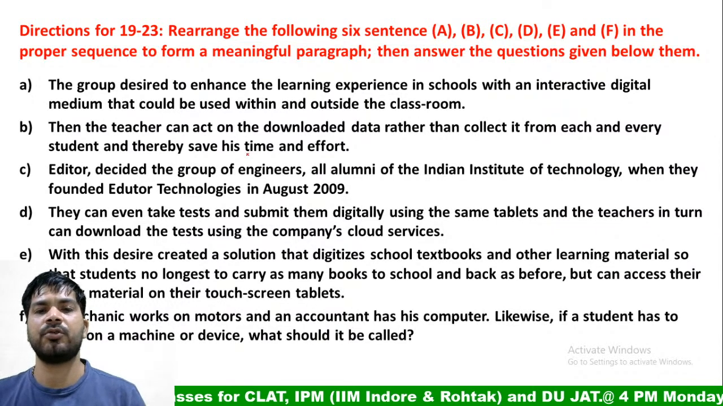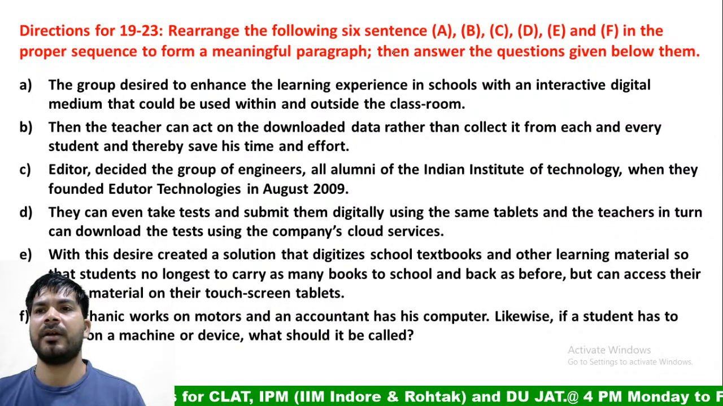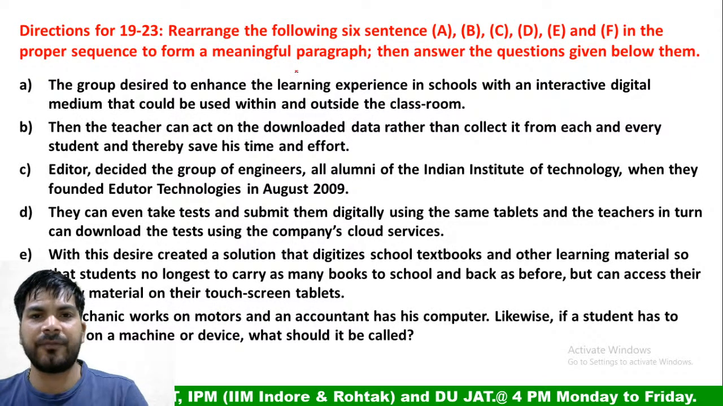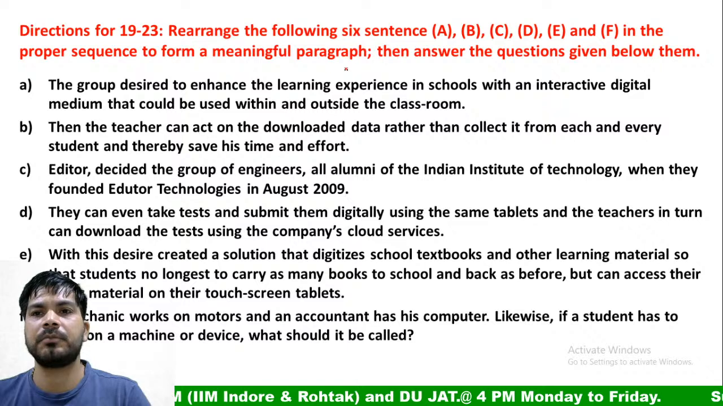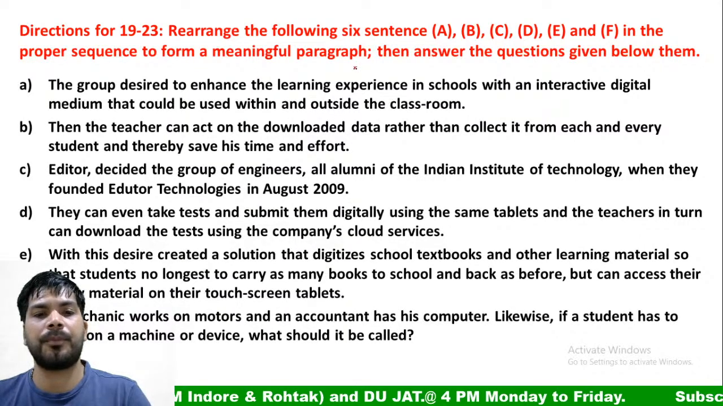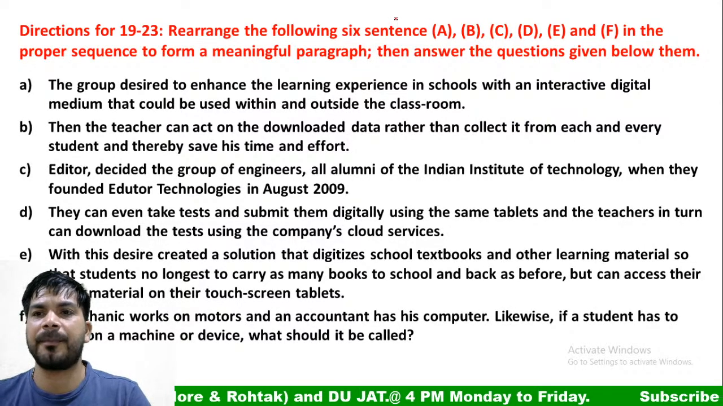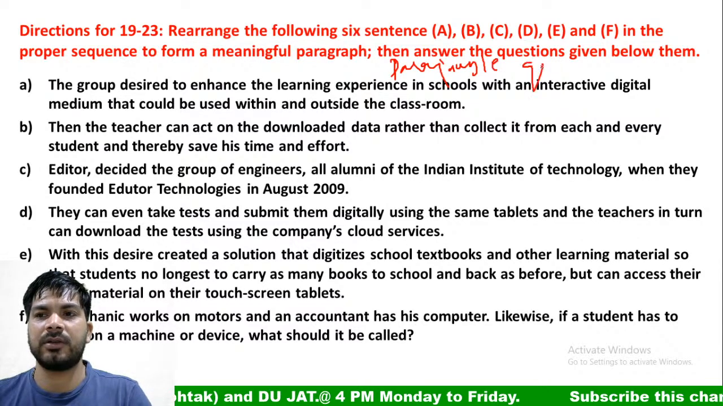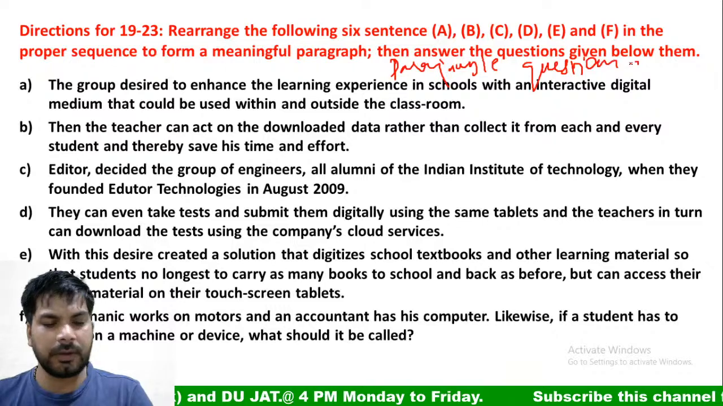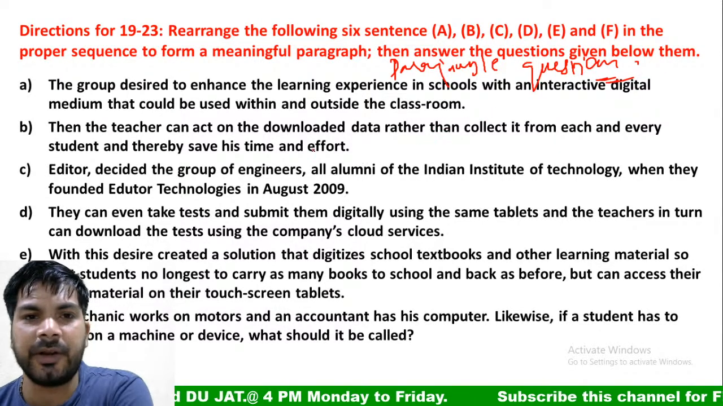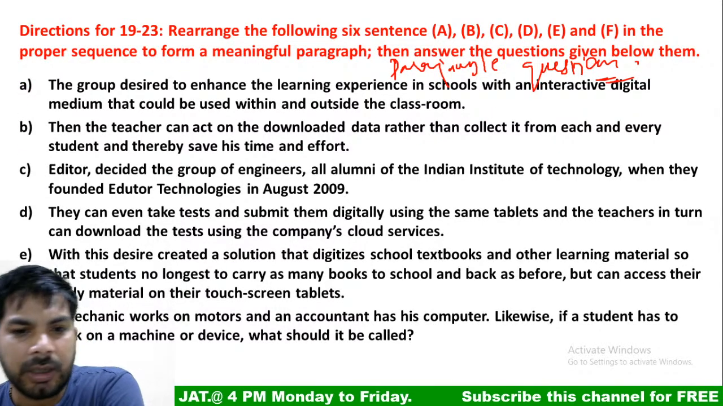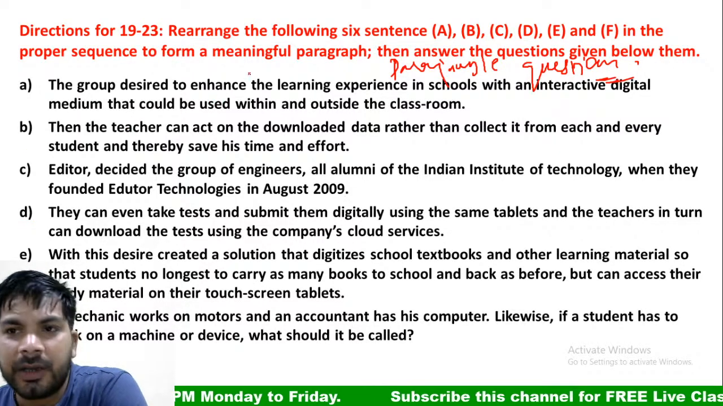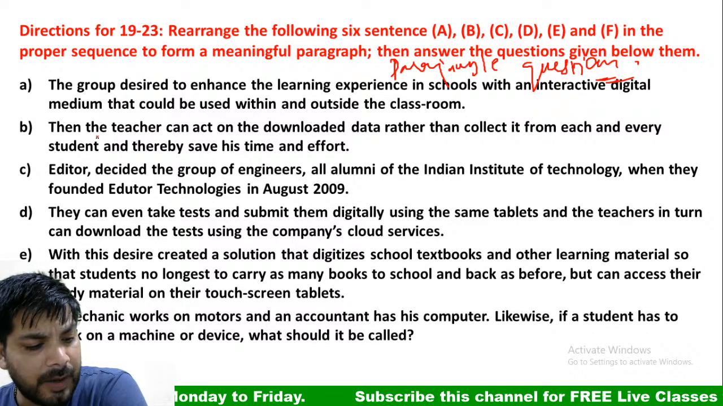Question number 19 to 23. A, B, C, D, E and F are in proper sequence, you have to make a proper paragraph. So this is a para jumble question, ladies and gentlemen, wherein you have to write the right arrangement.